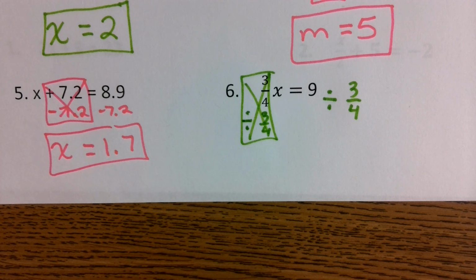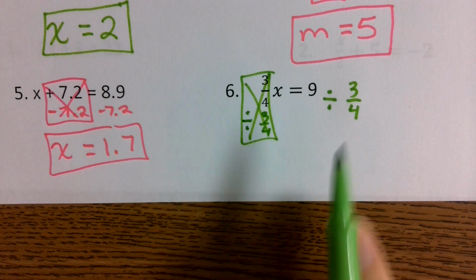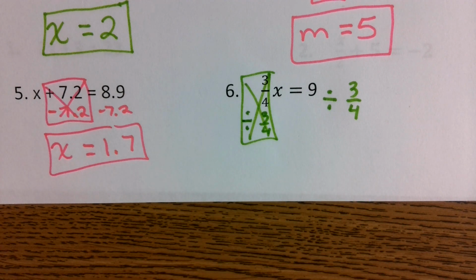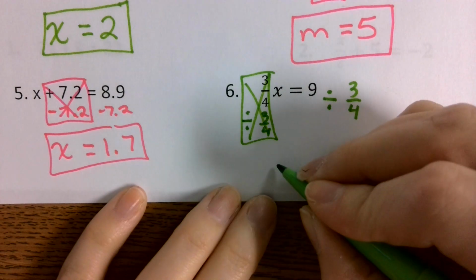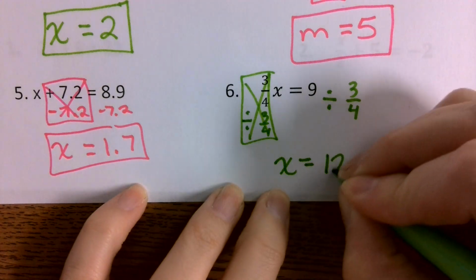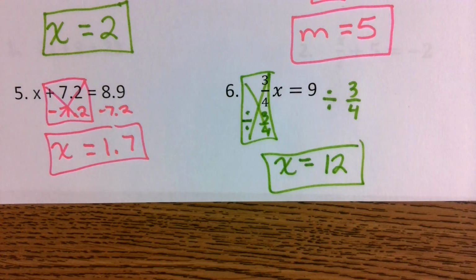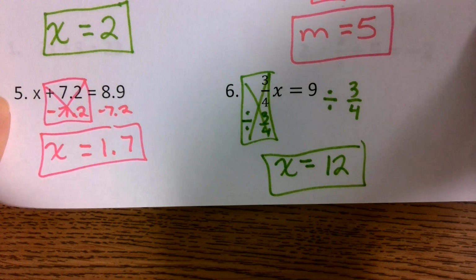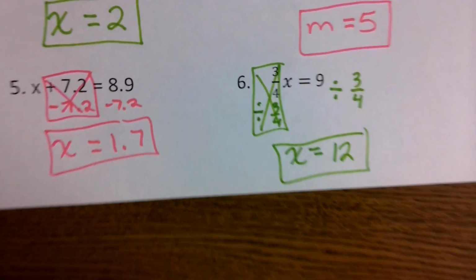Doesn't really matter though. You're going to have your calculator. You can still type in 9 divided by 3/4, or you could do 9 times 4/3. You're still going to get the same exact result, and that's going to come out to equaling 12. X should be equal to 12 in this case. Okay, let's go ahead and flip it on over to the back.